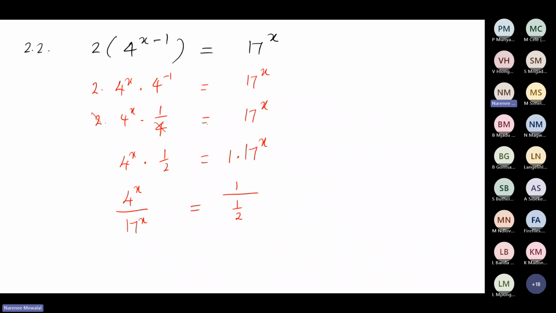So we were multiplying by half on the left-hand side. So if we shift the half to the right-hand side, we're going to divide by half. Sorry, this can be written as, yeah?